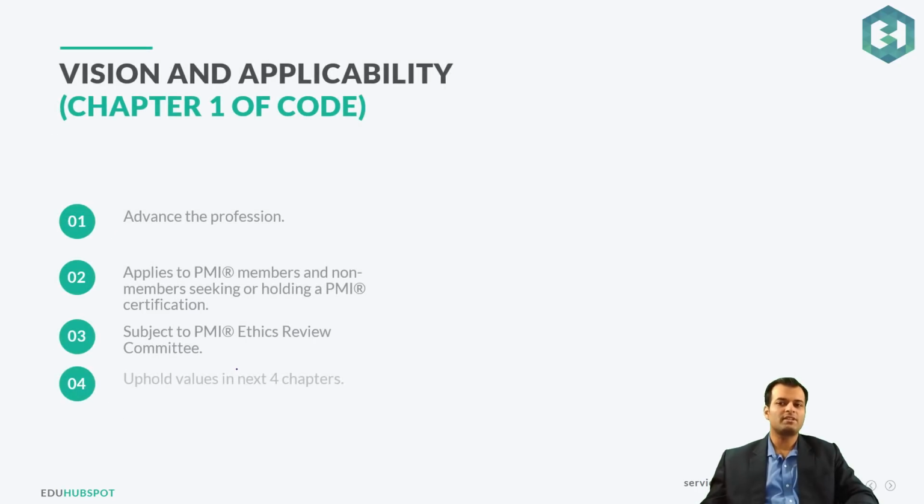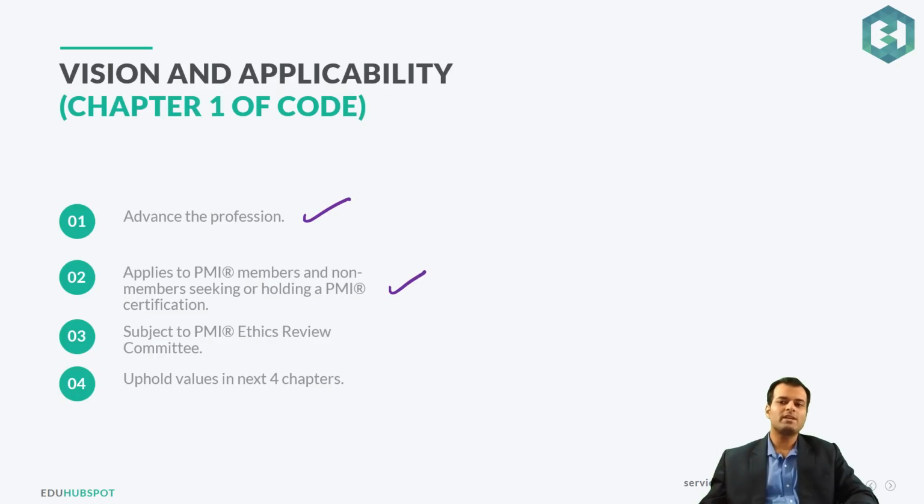Vision and applicability is chapter 1 of this code. Always advance the profession. Whatever I'm doing right now, I'm actually advancing the profession. I'm PMP certified and I want you to become PMP certified. In the same way, try to talk to people, try to tell them if you really benefit from it, that this is something which has really helped you, and recommend it to others. But only recommend if you like it and if you are really getting the help. It's totally up to you.